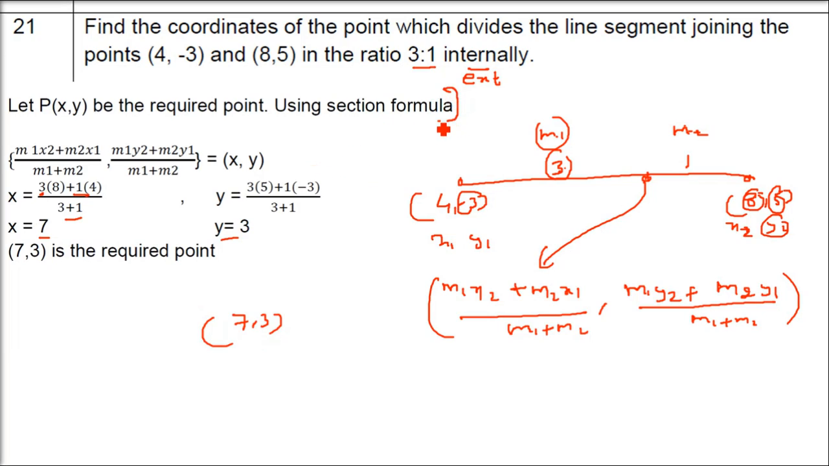So this is the marking scheme. You have to first write that this is the section formula. So if you can write the section formula, you will get half of the marks. And then the computation is for another half of the marking scheme.